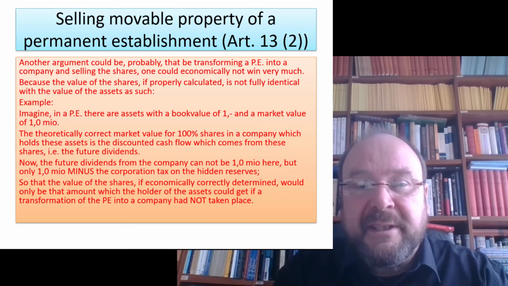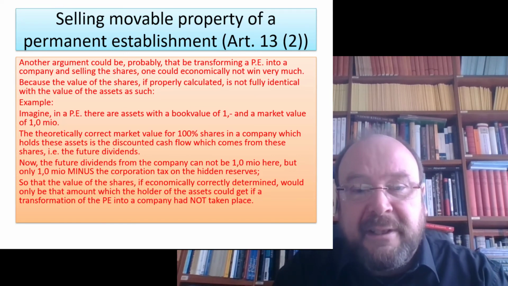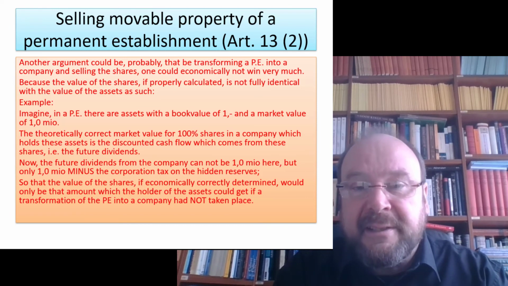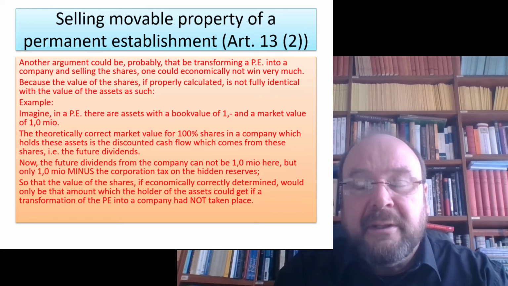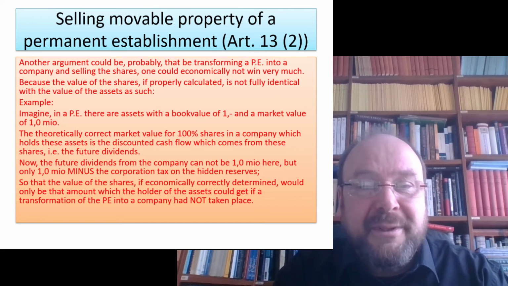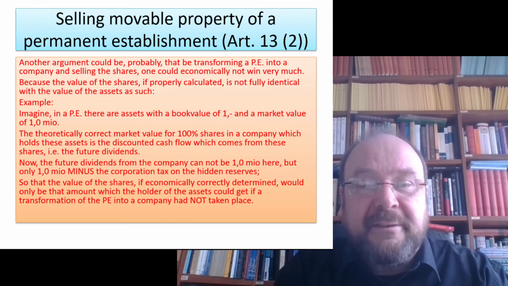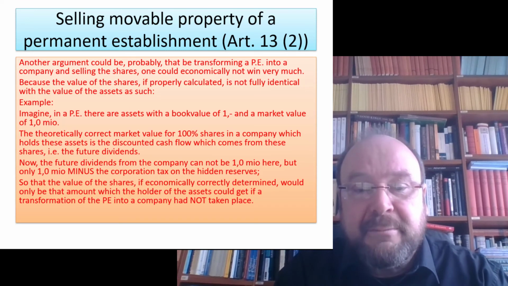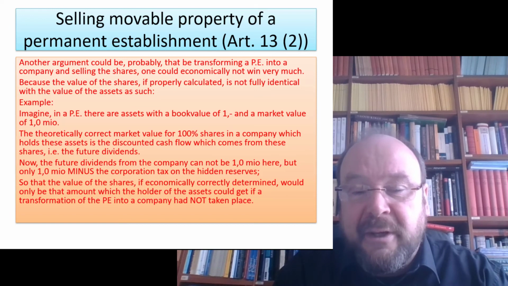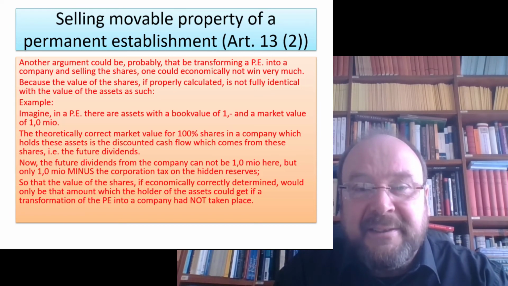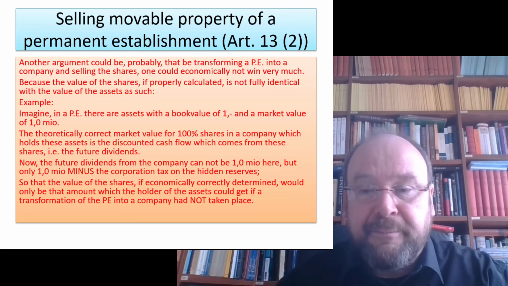So if the corporation tax there were 40%, it's clear that if you have a market value of 1 million there, in that situation, if you sell that asset by a corporation, you will never be able to distribute more than 600,000 to the shareholders, or to obtain a price of more than 600,000 for the shares because of that. So if the value of the shares gets correctly determined, there could be no incentive for an abusive replacement of a PE by a subsidiary.